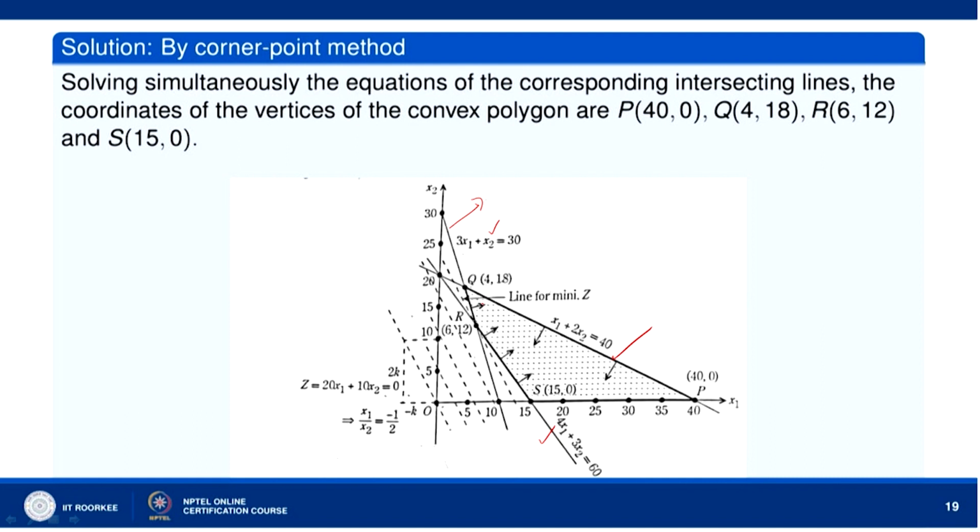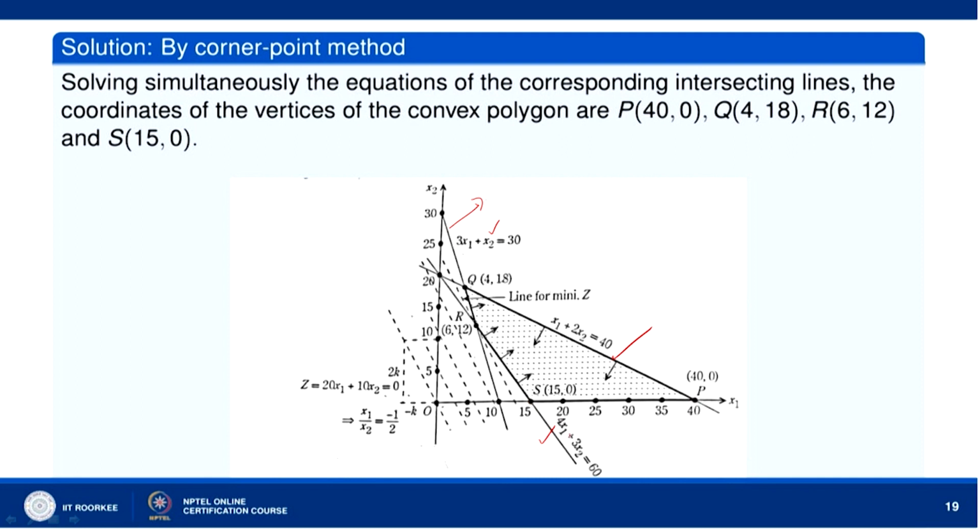Now, let us locate the vertices of this convex polygon. This is a convex polygon. The vertices of this convex polygon are, this is 40, 0, the intersection of x1 plus 2 x2 equal to 40 and this line, that is the x1 axis. On the x1 axis x2 equal to 0, so x1 equal to 40. So, this is the point 40, 0.